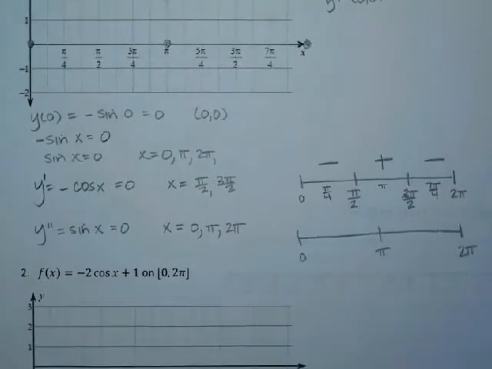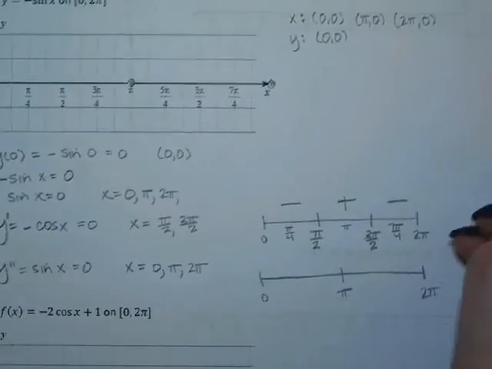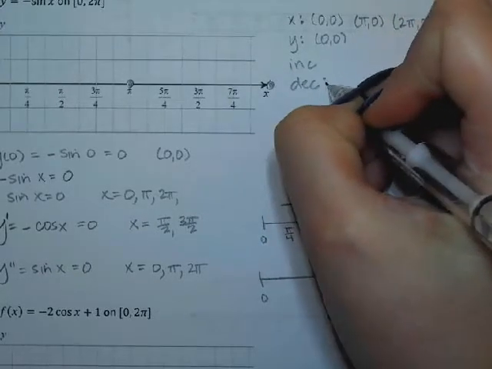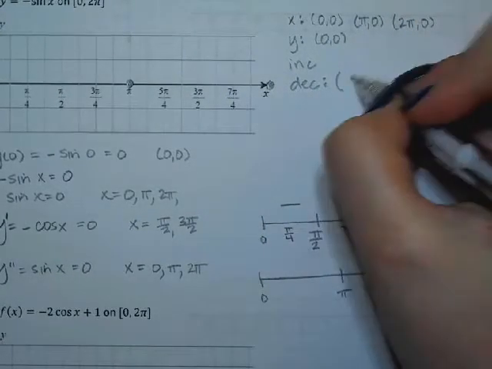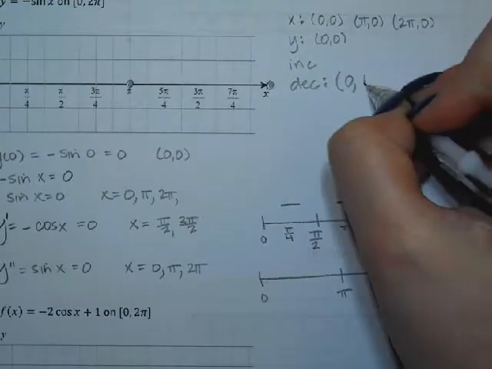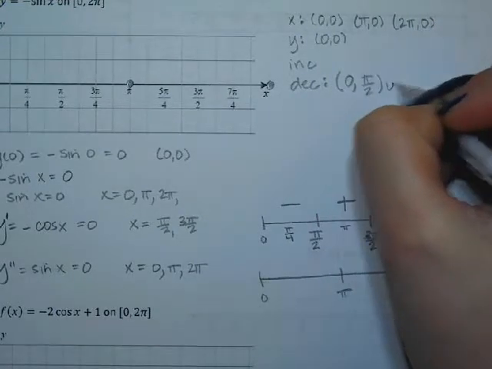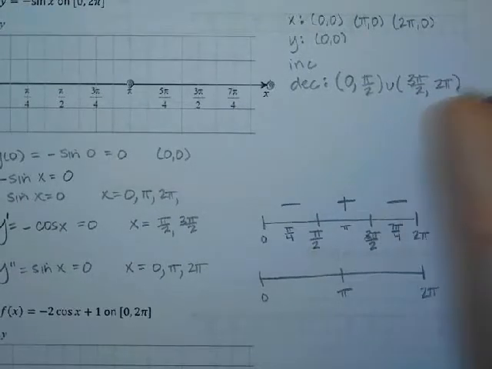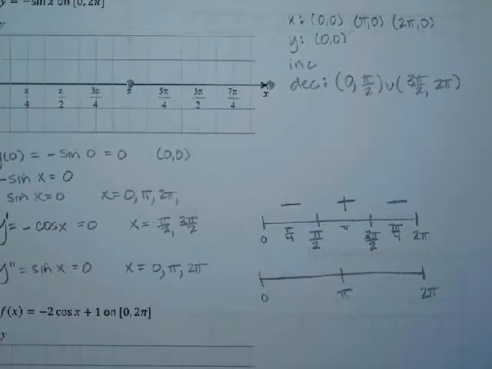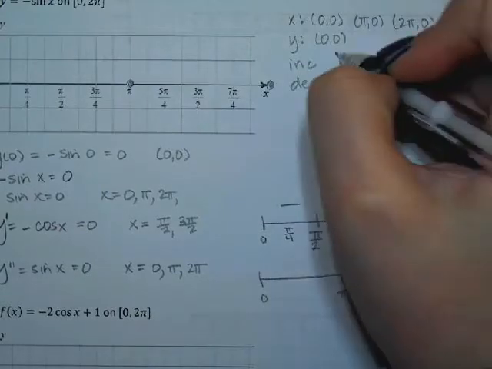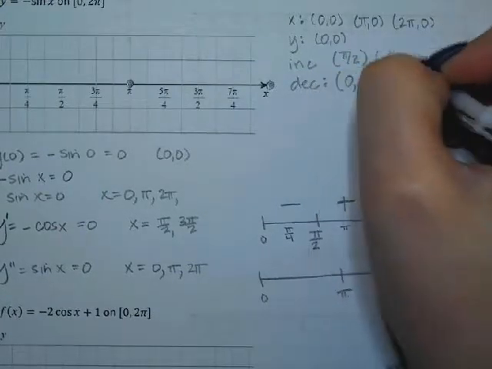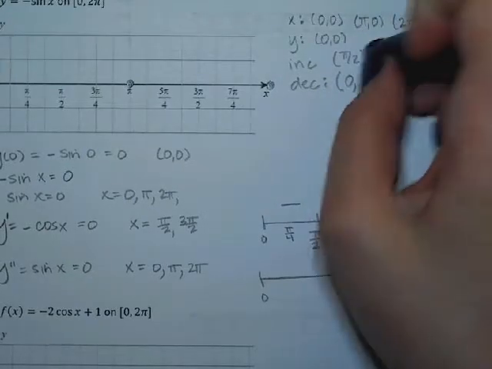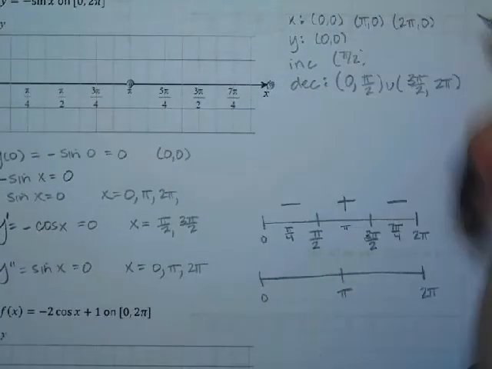Okay. So what does that tell us? What does it tell us about increasing? Do you guys want to do the relative max and min now, or do you want to wait? No? Okay.